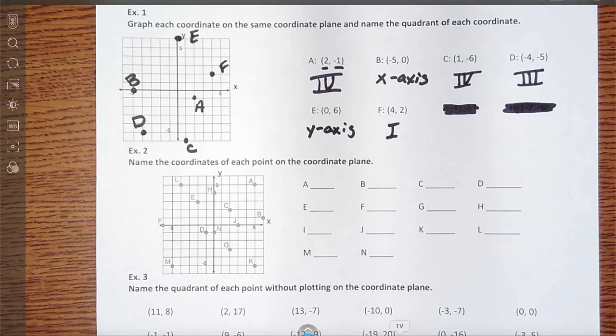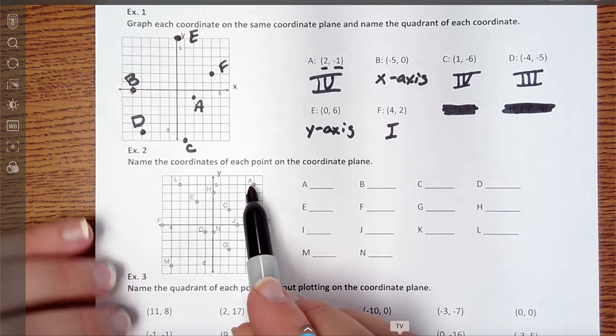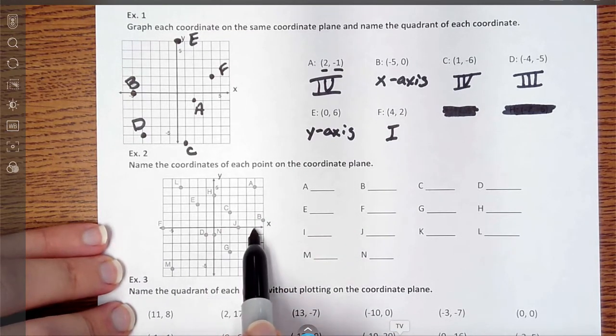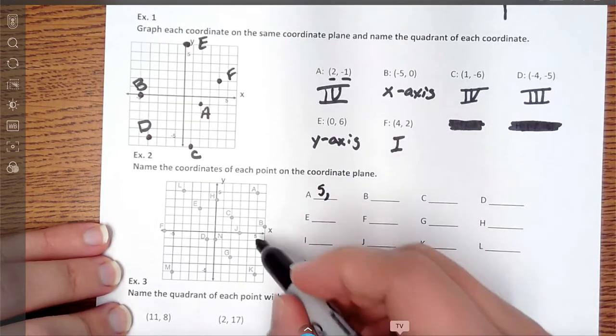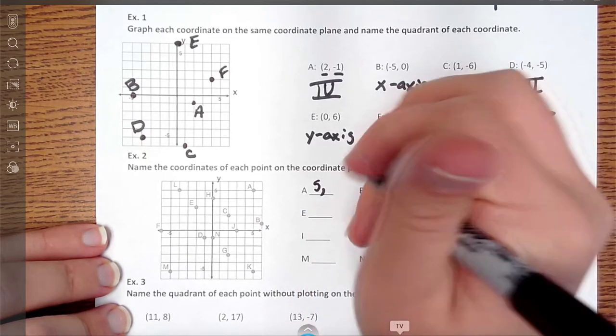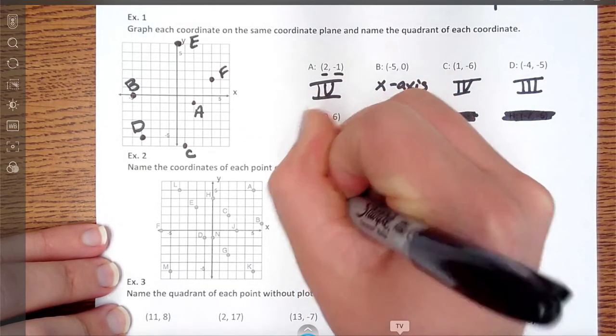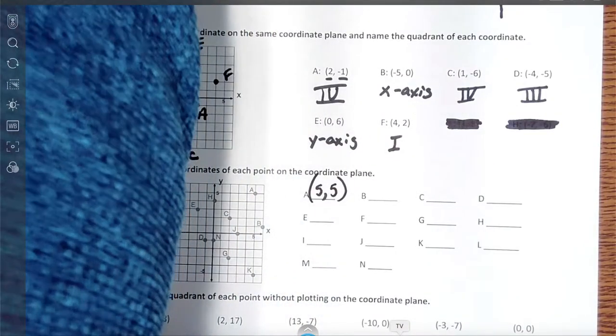Perfect. So now I'm going to do the opposite. I'm going to find my point, and then I'm going to write down the coordinates. I start at the origin, and I go right 5 to get to A. So that's a +5. And then I go up 5, and up is also positive, so I have (5, 5).